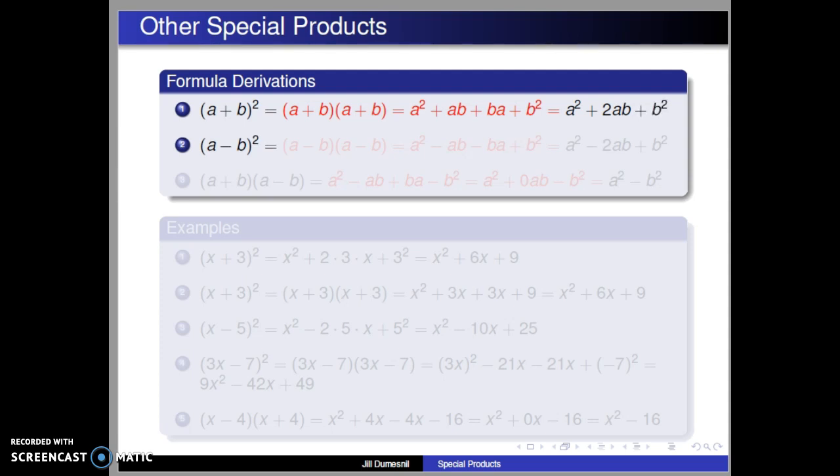Similarly, for a minus b squared, we get a minus b times a minus b, which we can multiply out to an a squared minus the outer ab minus the inner ba plus the last b squared. Collecting the like terms in the middle, we have a squared minus 2ab plus b squared.